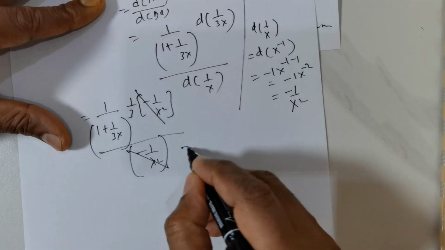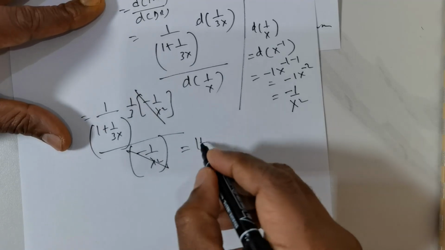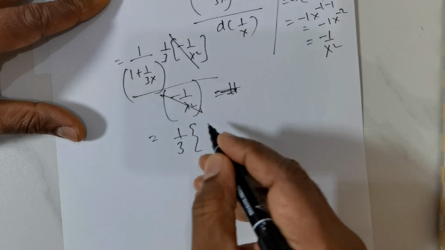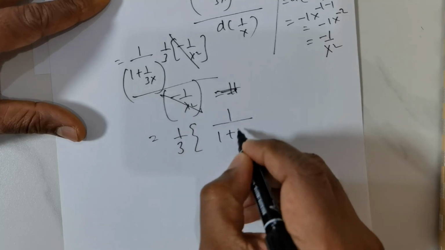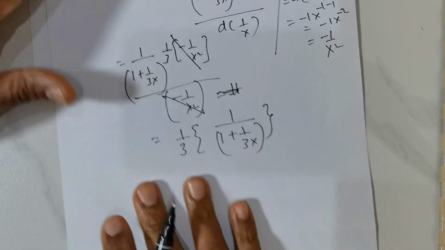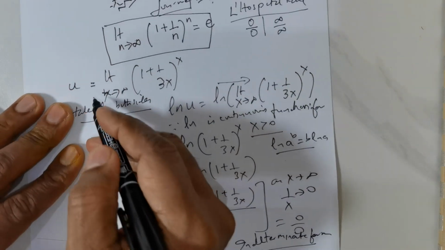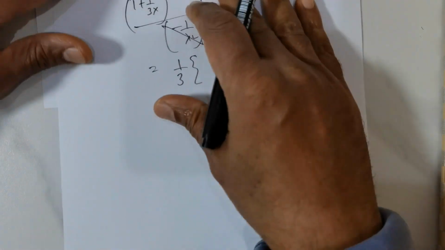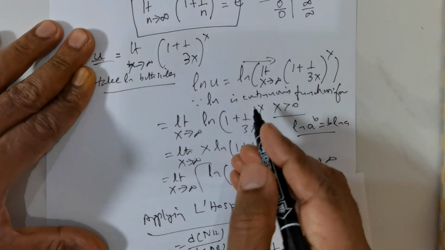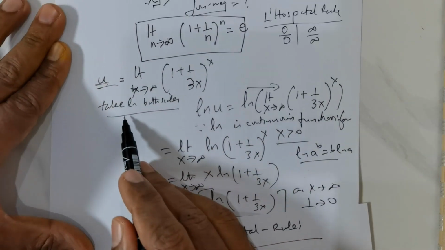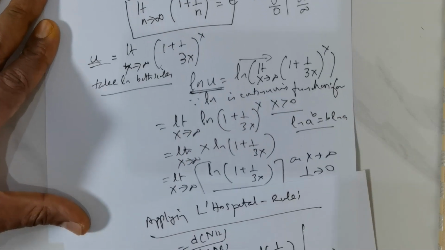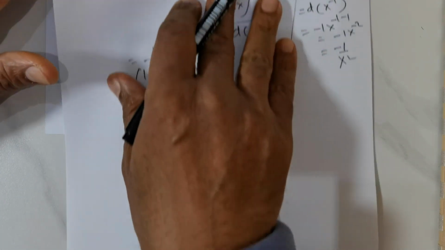So now what do I have? Let me rewrite it like this. This is equal to 1/3 times 1 over (1 + 1/(3x)). This is what I've got. Now on the left hand side, I have taken this to be some u. So that u should be there. In fact, over here you see that we take ln both sides, so on the left you got ln u. So you cannot forget that.